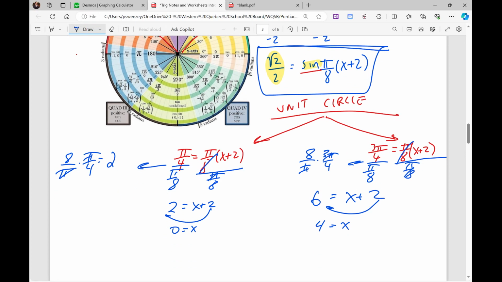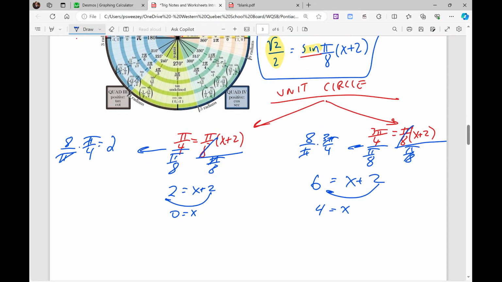So we're not done yet. Recall that the period matters. So what we are going to do in this instance is go 0 plus 16 and get 16. We're also going to do 4 plus 16 and get 20. Now, in terms of the values I've already found for x, we found that x can be, in this case, 0, 4, 16, and 20.